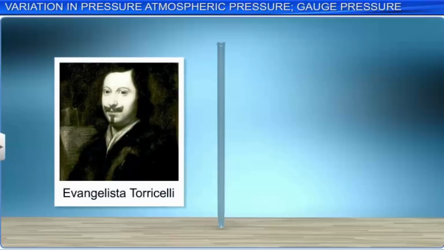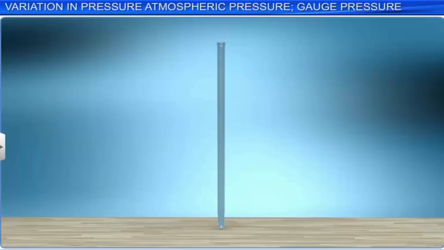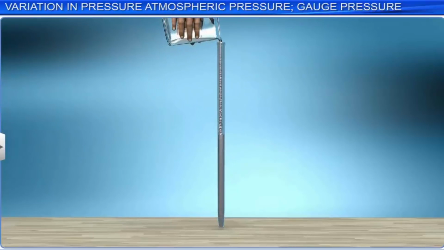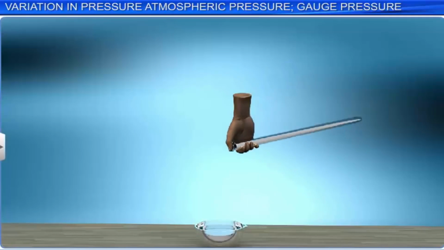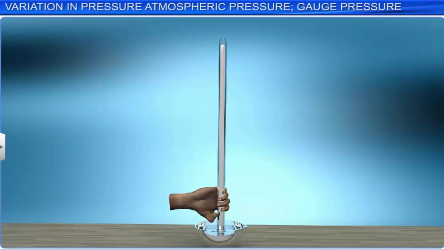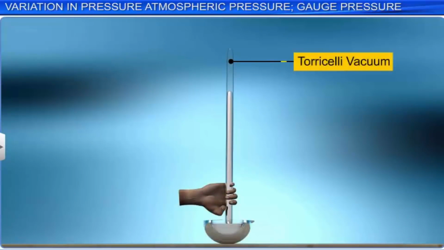Torricelli devised a mercury barometer. For this barometer, a long glass tube closed at one end is filled with mercury and then inverted into a glass trough containing mercury. The mercury column in the tube falls to some extent and a vacuum is created in the tube. This vacuum is known as the Torricelli vacuum. The height of the level of mercury in the tube is nearly 76 centimeters or 760 millimeters above the free level of mercury in the trough, which is equivalent to 1 atmosphere.